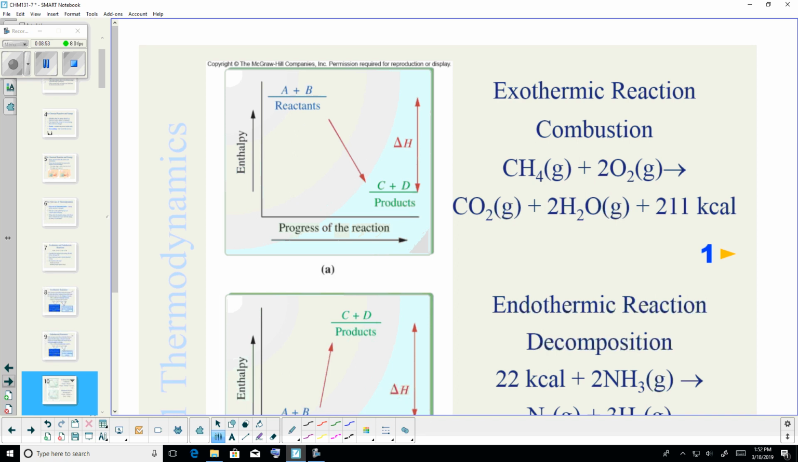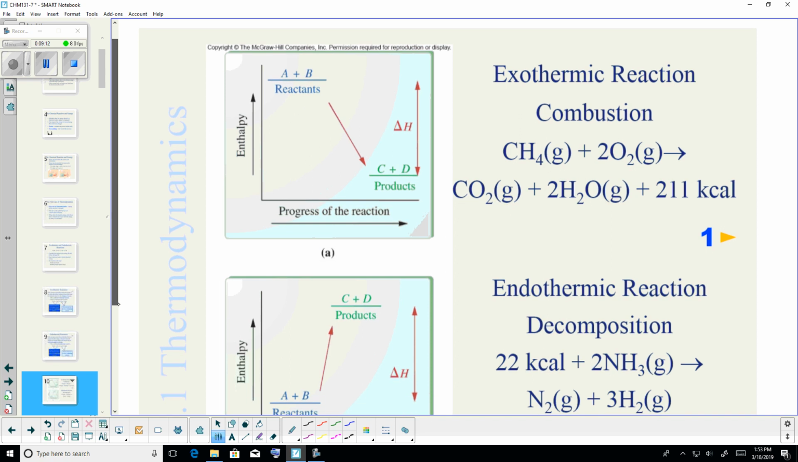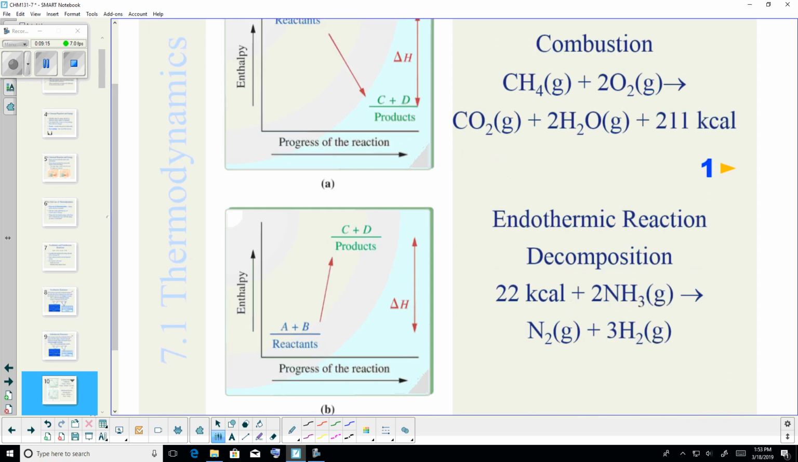So here we're taking methane, oxidizing it, burning it, essentially, natural gas furnace. We end up with carbon dioxide and water and leftover 211 kilocalories of heat. And that's the heat that heats your room. The bottom reaction here, the reactants are lower in energy than the products. So if we start off with ammonia gas, add 22 kilocalories of heat, we can break the ammonia bonds and end up with nitrogen and hydrogen.